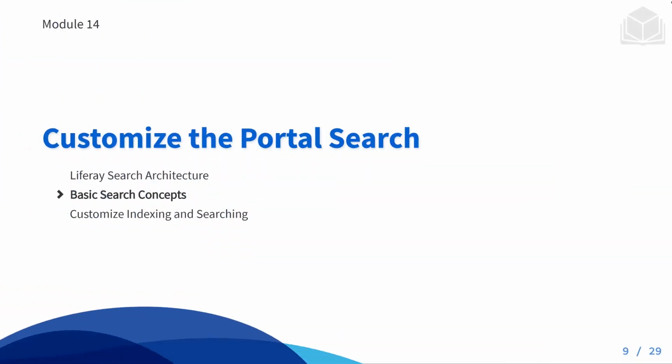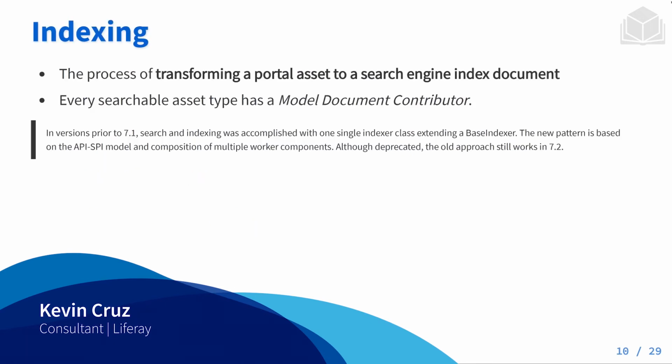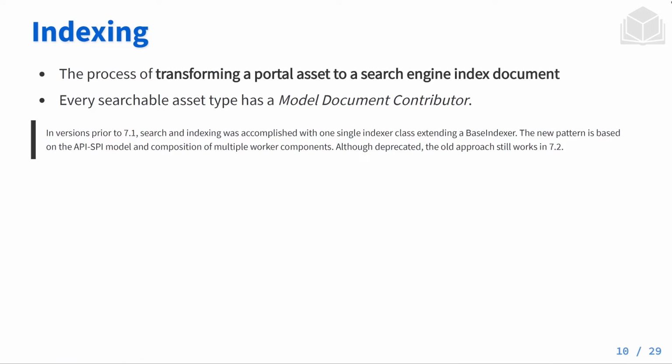The next step is going to be basic search concepts. First thing we're going to go over is indexing. Indexing is the process of transforming a portal asset to a search engine index document. Every searchable asset type has a model document contributor.